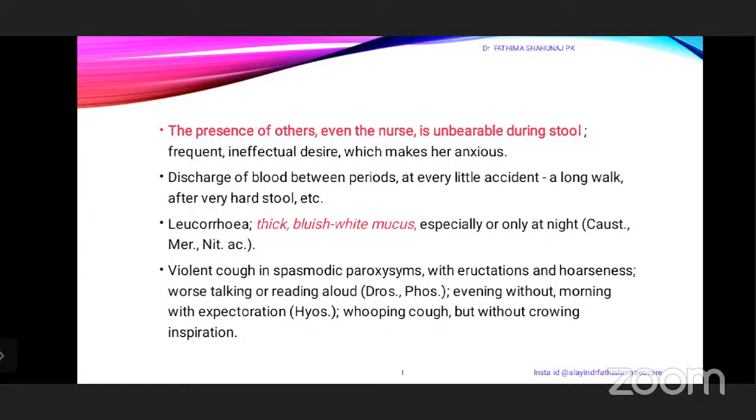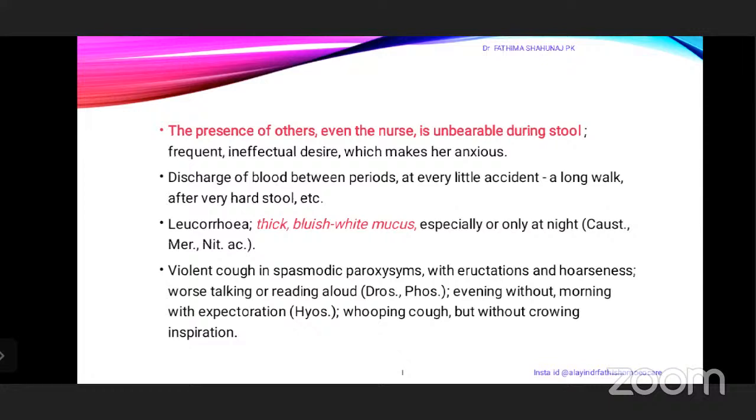So then in the cough, there is a violent cough in spasmodic paroxysms with irritation and hoarseness, hoarse talking and reading out loud. This symptom can be compared with Drosera and Phosphorus. In Drosera, mainly the cough is aggravated by warmth, singing, laughing, weeping, and lying down after midnight. And the nature of the cough is whooping cough, which is violent paroxysms which follow each other rapidly and scarcely able to breathe. This is also another important symptom of Drosera.